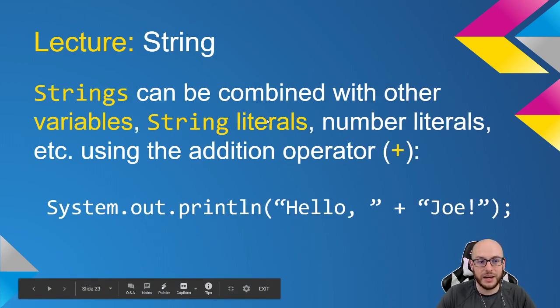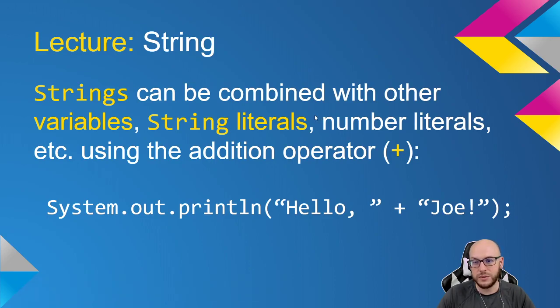Strings can be combined with other variables, string literals, number literals, etc. A number literal is like a number value, like literally 7 is a number literal, as opposed to, again, a number variable, something like int. And we can add these things together using this little addition operator.